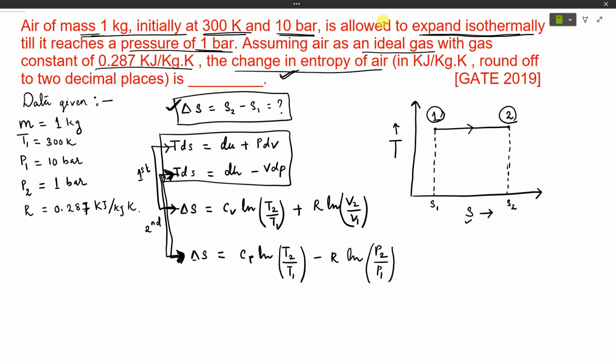So let's see which TdS relation we are going to use here to get the expression of change in entropy. According to the data given in the question, the second TdS relation, delta S equal to Cp ln T2 by T1 minus R ln P2 by P1, is applicable here to get the change in entropy of air, because we have the temperature value and pressure value. So this expression we are going to use to calculate the change in entropy.